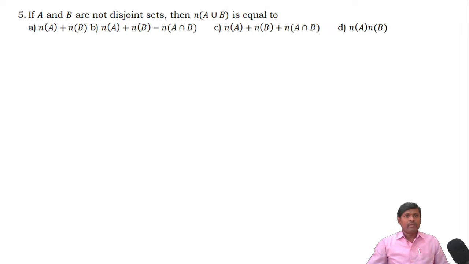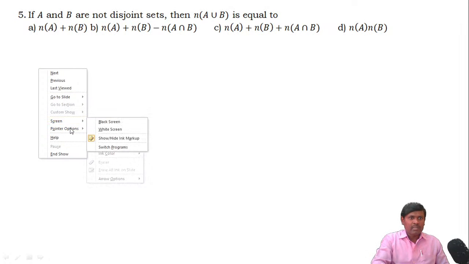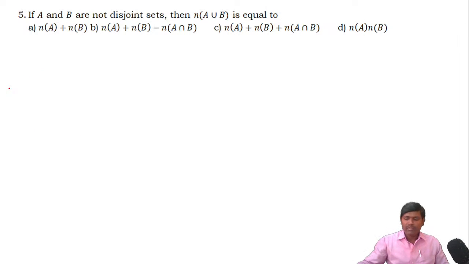If A and B are not disjoint sets, observe here carefully, they are mentioned not disjoint. Then n of A union B is equal to, actually this is a standard formula, n of A union B, if they are not disjoint.